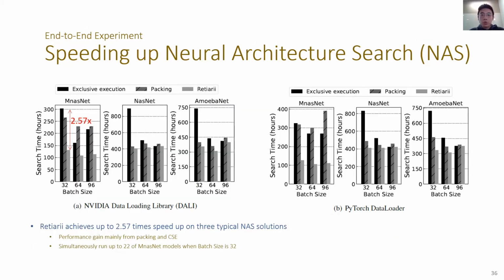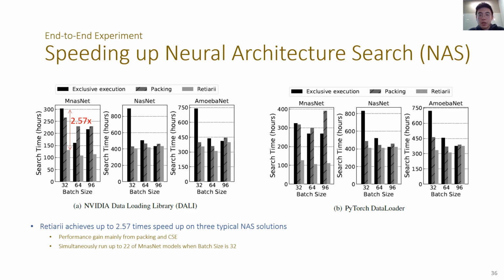Retiarii achieves up to 2.57 times speedup on the search time, mainly due to the optimization of packing multiple models per GPU and the common sub-expression elimination. When the batch size is 32, Retiarii can simultaneously run up to 22 ENAS models on 4 GPUs, because its models are much smaller than the other 2. This result shows an insight that small models can benefit more from Retiarii's current cross-model optimizations.